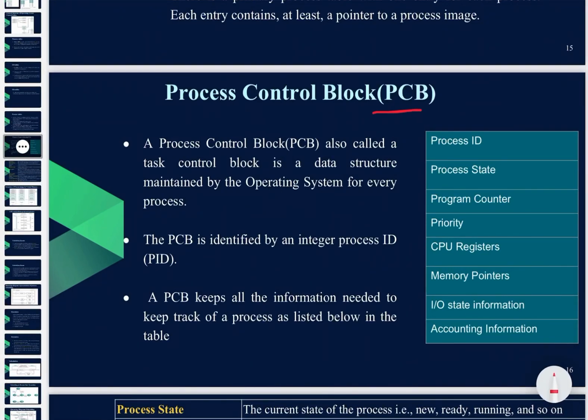Process control block, PCB. A process control block, also called a task control block, is a data structure maintained by the operating system for every process. So it is a data structure maintained by the OS for every process.